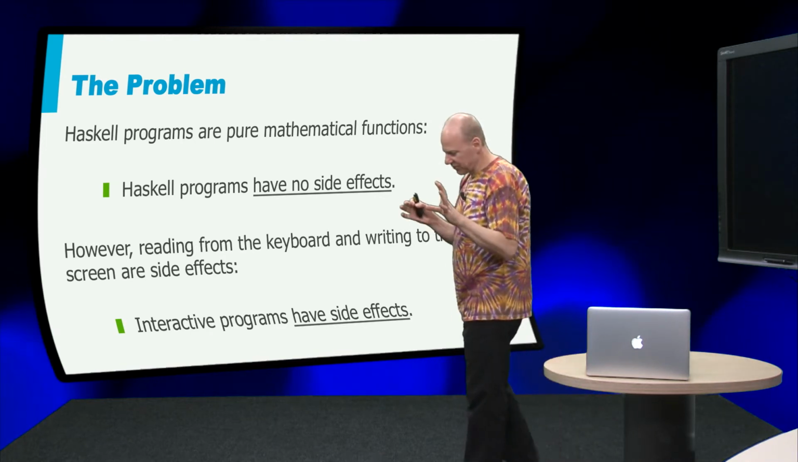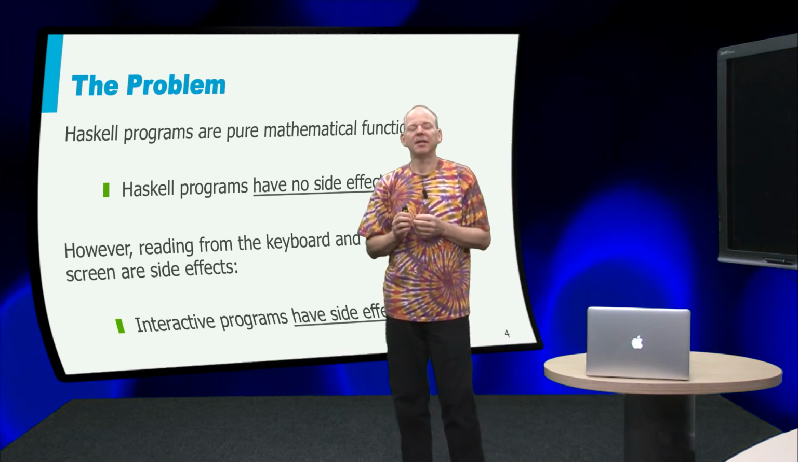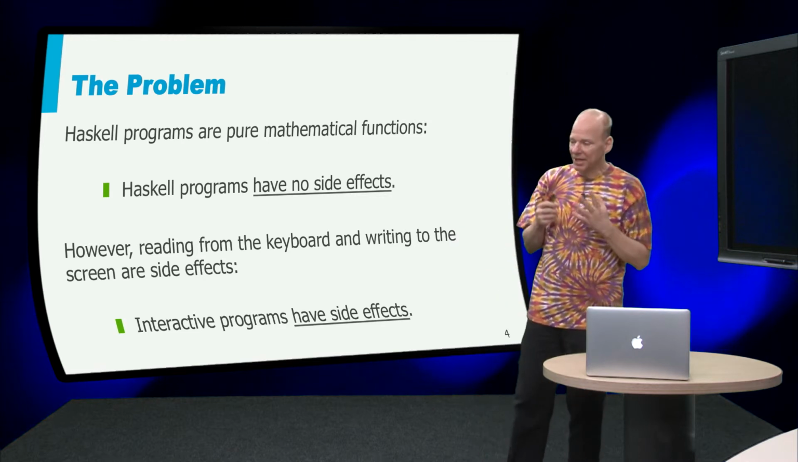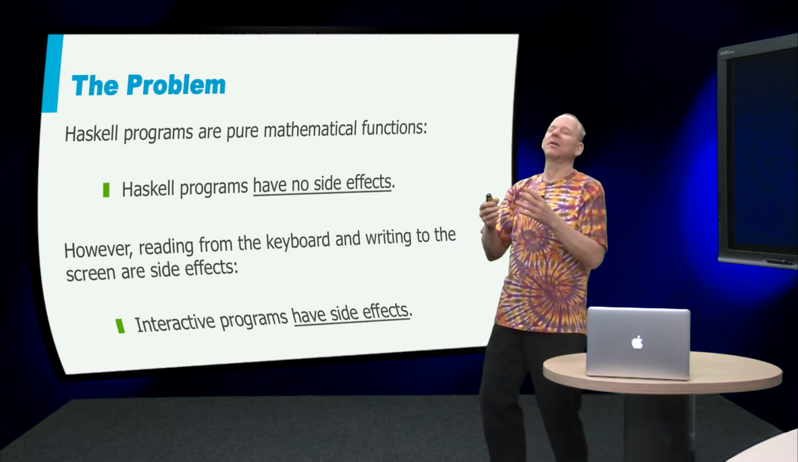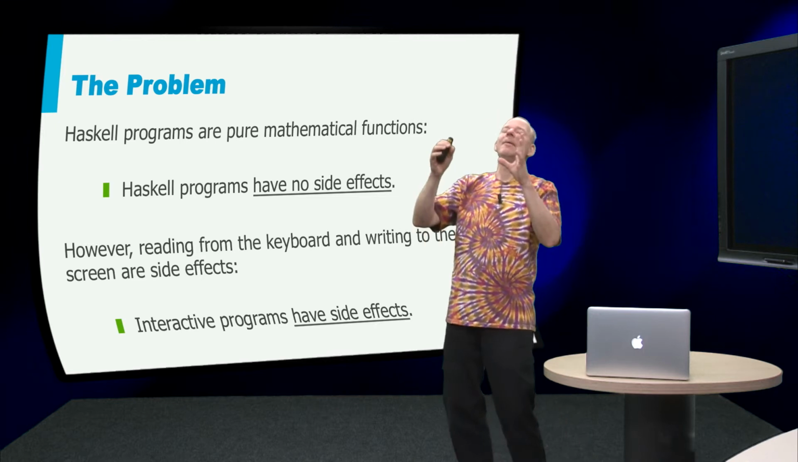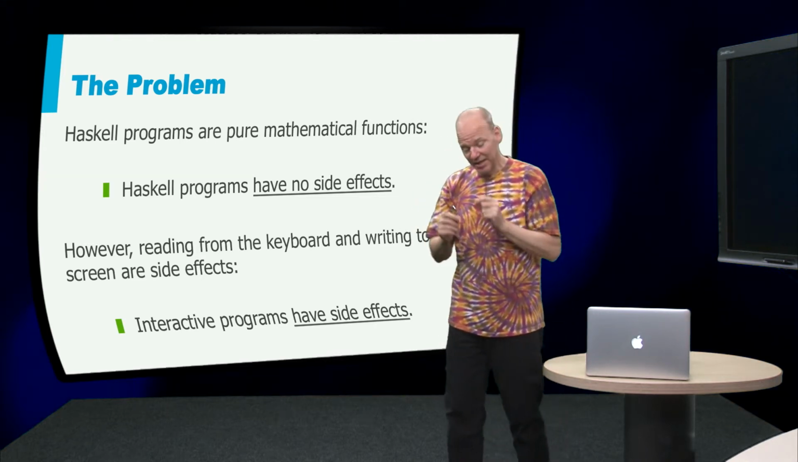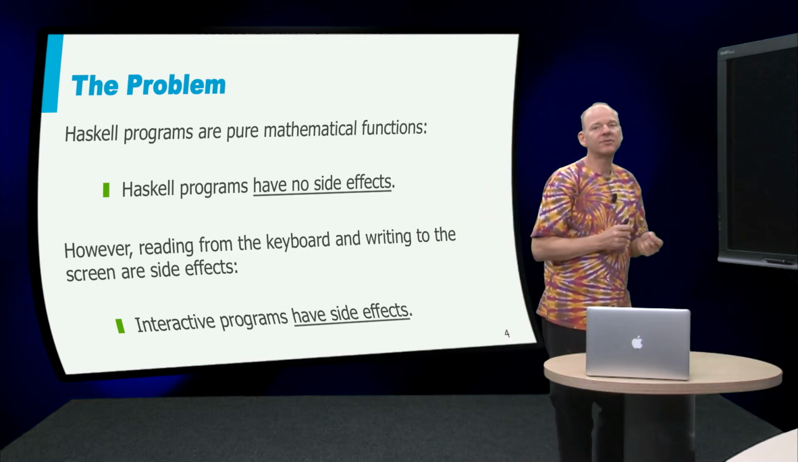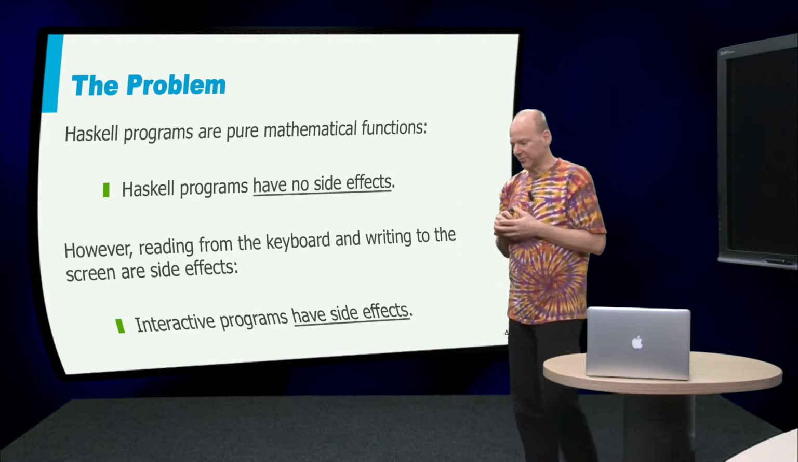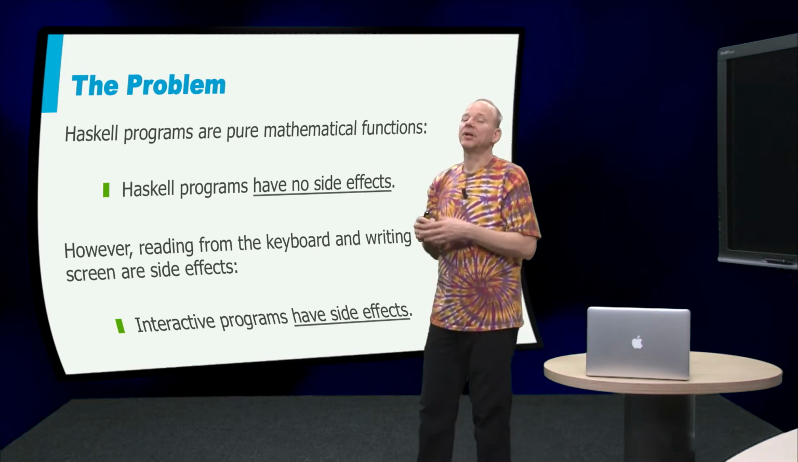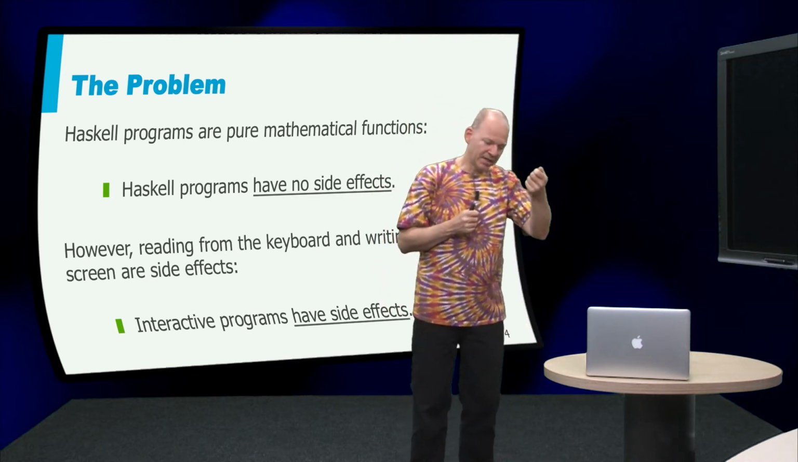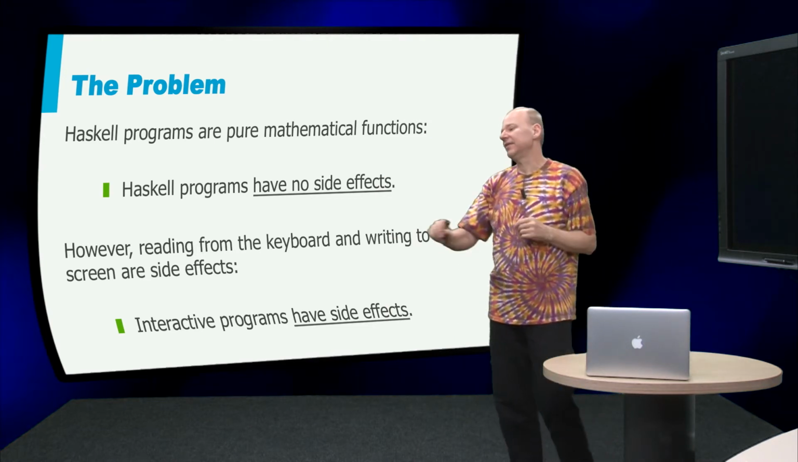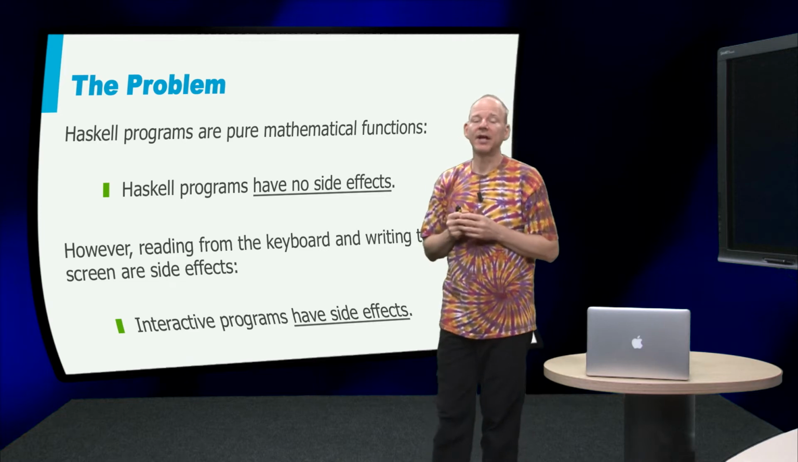And maybe it's good to informally talk about what a mathematical function is. A mathematical function is a function that when you give it the same argument will always give you the same result. For example, factorial. When I give it n, it will return factorial n. When I give it n again, it will return factorial of n again.